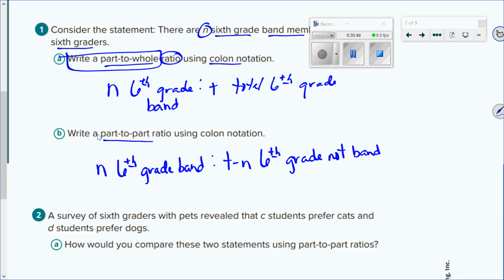It is terribly bad. So guys, here's the big key. They didn't give me numbers. I can still use the variables they gave me to represent those numbers. I still know it's N 6th grade band members. If I know the total and I subtract that number, that's going to tell me how many are not in band. Because I always have to have two numbers to compare.